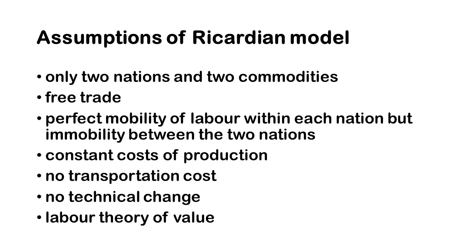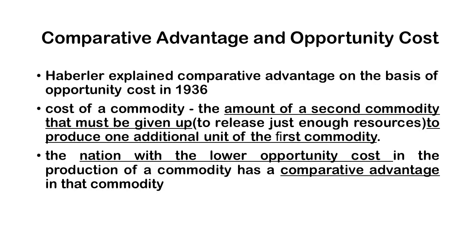Now let us examine comparative advantage in terms of opportunity cost. It was Haberler who explained comparative advantage on the basis of opportunity cost. It was in 1936 that Haberler introduced the opportunity cost theory. According to opportunity cost theory, the cost of a commodity is the amount of the second commodity that must be given up to produce an additional unit of the first commodity.